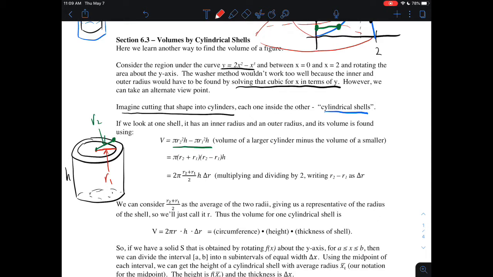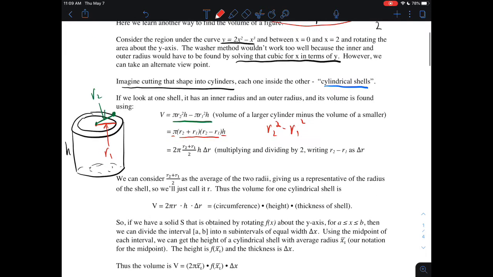So here there's a common factor of pi and also a common factor of h. So I've written pi out at the front and h out at the end. And then I would have r2 squared minus r1 squared, which is a difference of squares, and I can factor that and be left with r2 plus r1 times r2 minus r1.